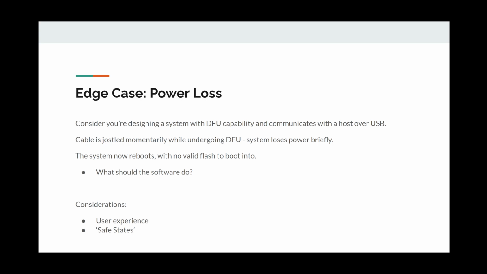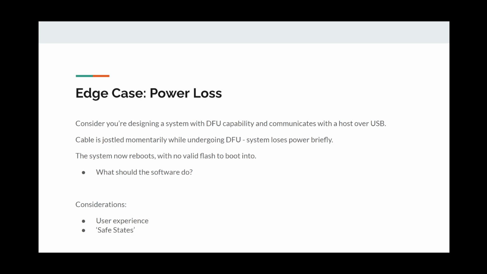Say you're designing a system with DFU capability and it talks to a host or a USB. So you've got this little Jabra thing, talks to it. And I'm being clumsy. I jostle the power cable while it's undergoing DFU. So all of a sudden, there's no application flash on it. It was still trying to update its flash. Halfway through, cable goes dead. No more power. System now reboots with no valid flash to boot into. What should the software do? Any ideas?